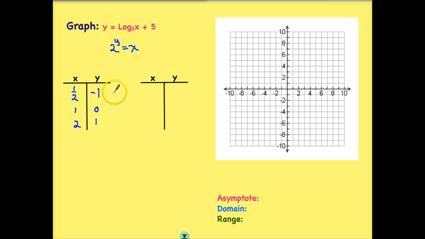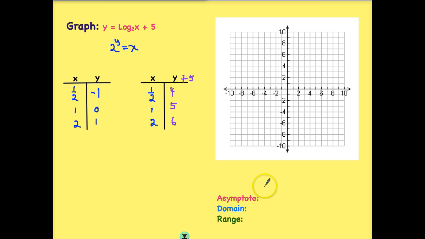Now we're going to apply our transformations. Well, we know what this plus 5 does on the end. The plus 5 is a transformation. It means the whole graph is going to shift up 5, just like it always has. So we're going to add 5 to all of our y values. So we'll get 4, 5, and 6. Meanwhile, our x values stay the same, 1/2, 1, and 2.